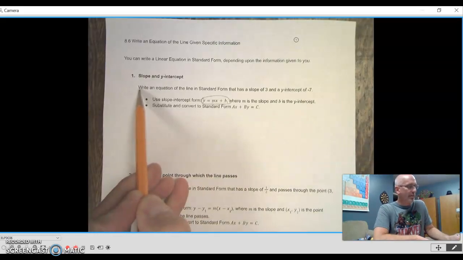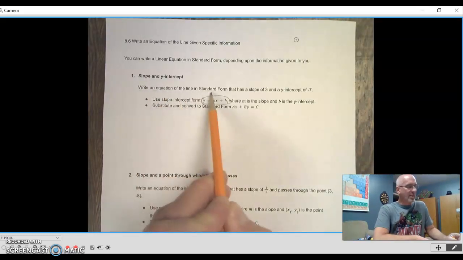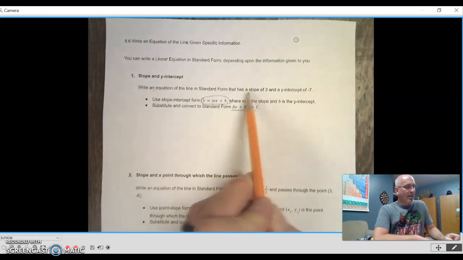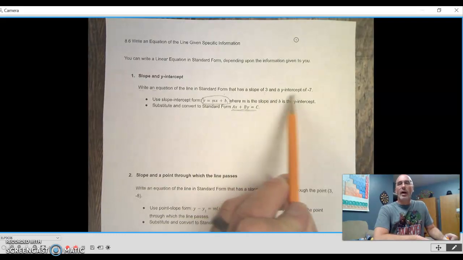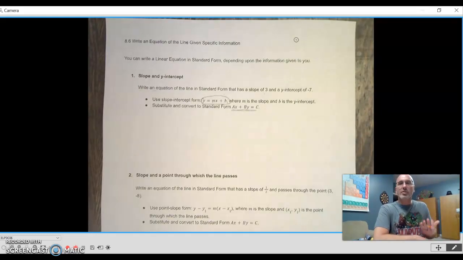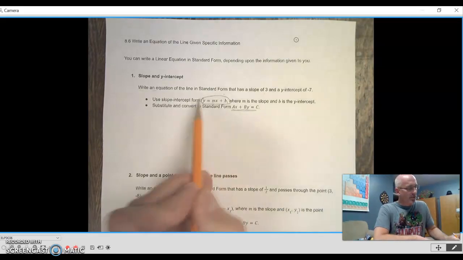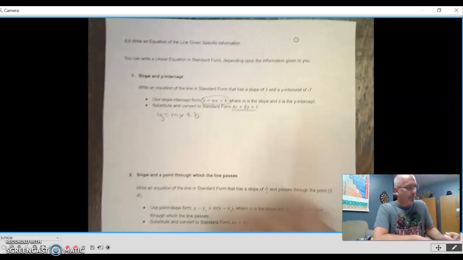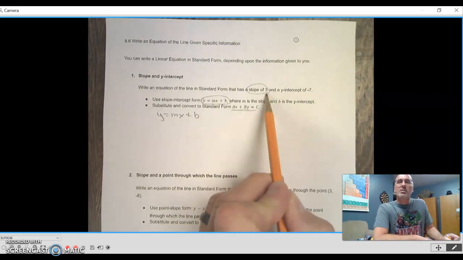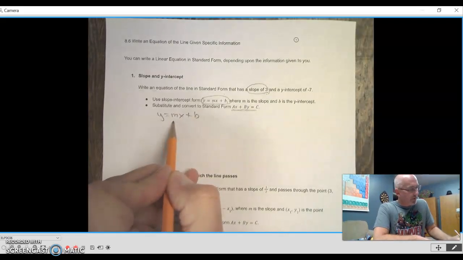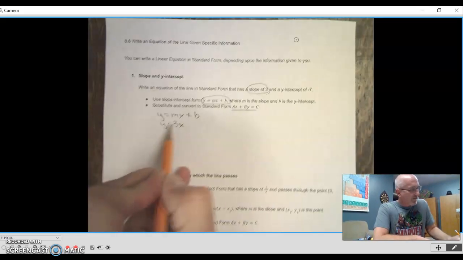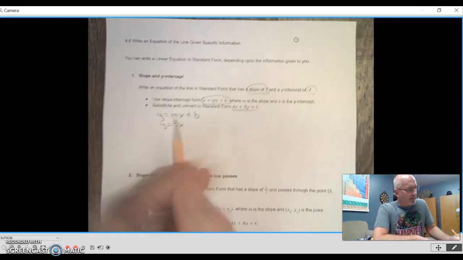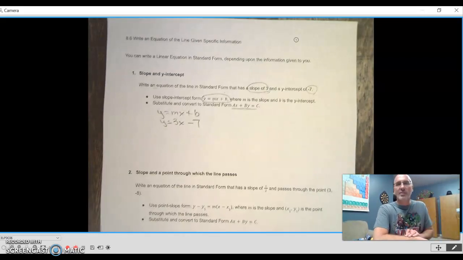So here we're given the problem, write an equation of the line in standard form. So standard form is ax plus by equals c. That has a slope of 3 and a y-intercept of negative 7. So what we're going to do is just plug those numbers into our slope-intercept form. So we're starting with y equals mx plus b. The slope is 3, so m is 3. And then our plus b is our y-intercept. And here they give us that it is negative 7.